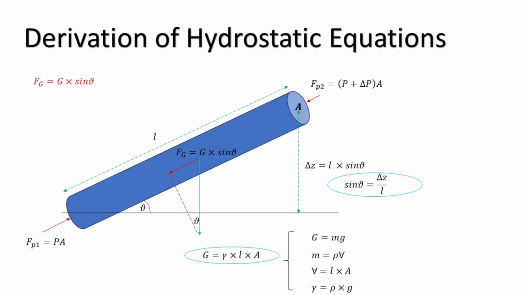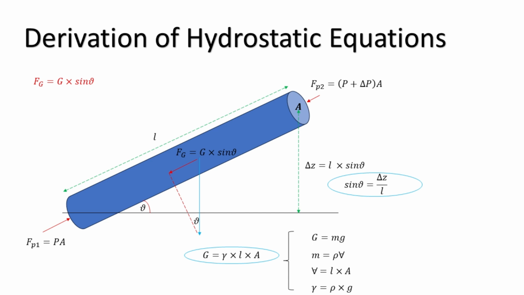The gravity G is calculated as the product of mass m and gravitational acceleration g. The mass m is calculated using the fluid density ρ multiplied by its volume v. For the cylindrical fluid body, the volume v is length L times area A. Lastly, let's not forget that specific weight gamma equals fluid density ρ times gravitational acceleration g. When we combine all these relationships together, we find that the gravity of the fluid body G is the product of specific weight gamma, length L, and area A.